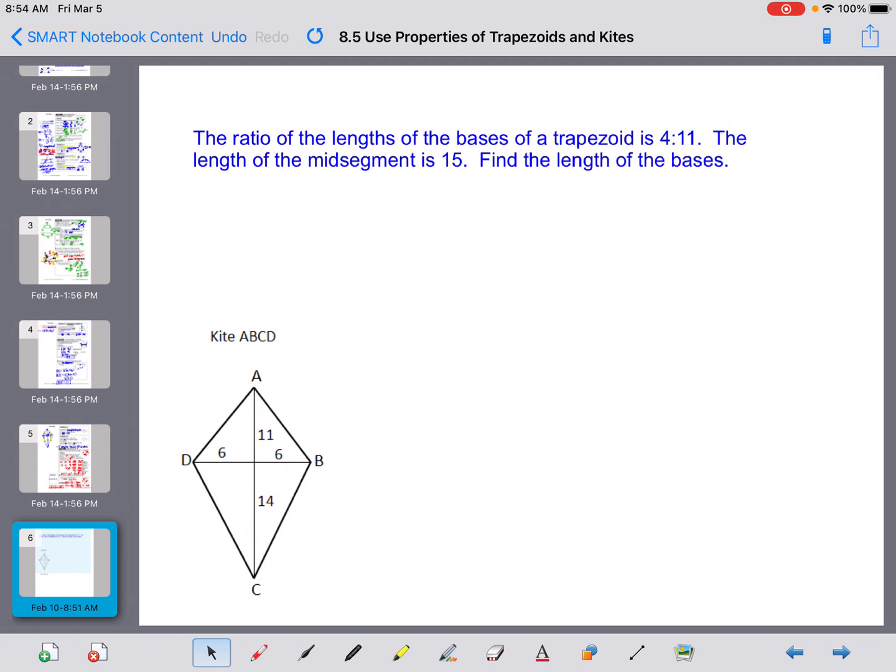The ratio of the lengths of the bases of a trapezoid is 4 to 11, and the length of the midsegment is 15. Find the length of the bases. Okay, a couple things here. I don't have a picture, so I'm drawing a picture.